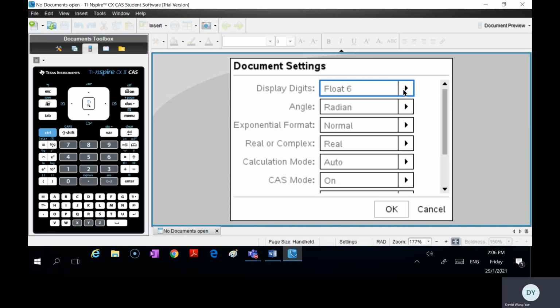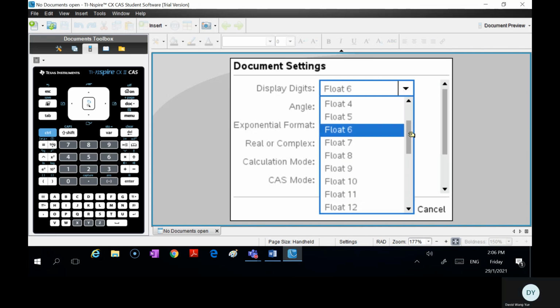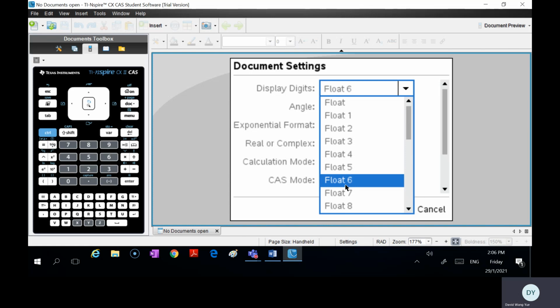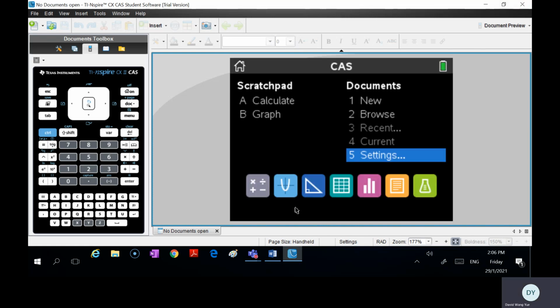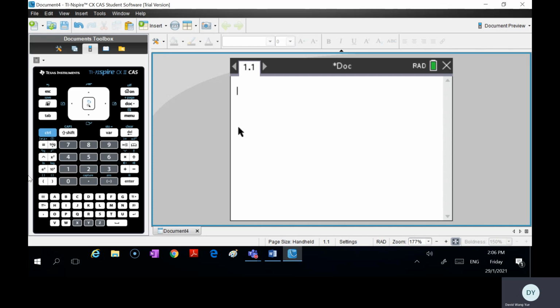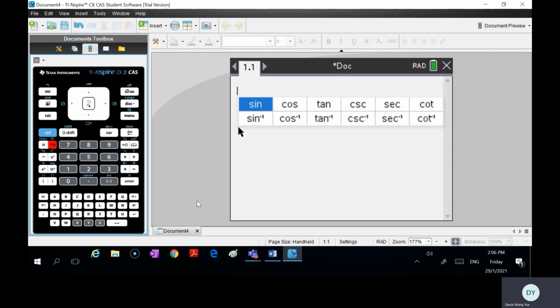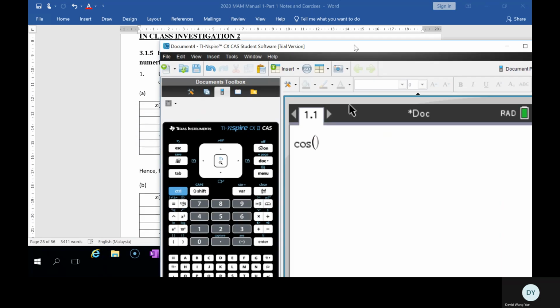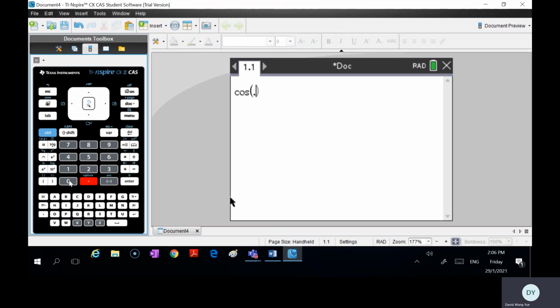Display digits, we just don't change anything. Keep that. Cancel. Now let's calculate. So where do we find the cosine sine function? It is here, Trigo, T-R-I-G. So click this button, cosine function, and then cosine 0.1.